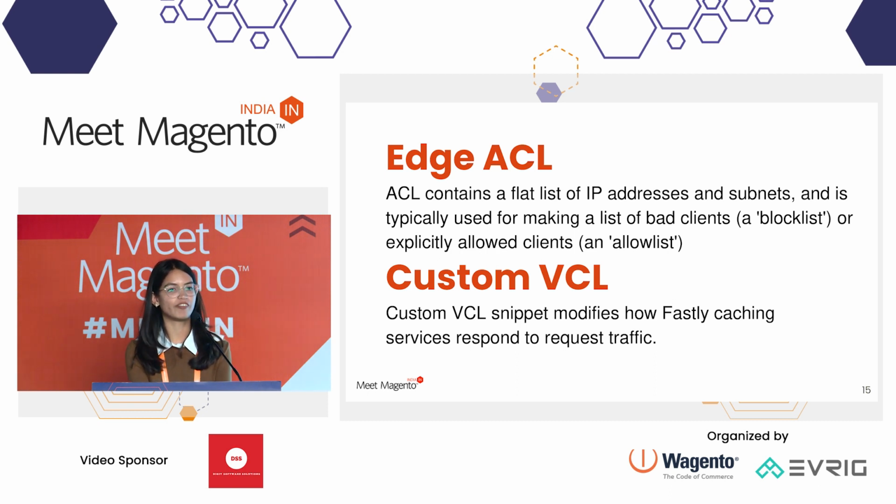Now let's move ahead to security, and how we can manage security by using Fastly. We have these two features, Edge ACL and Custom VCL. Edge ACL is used to add a list of IPs that we want to allow or block from accessing our domains. These rules will be fetched as a variable in the custom VCL, and there we can define whatever we want to do.